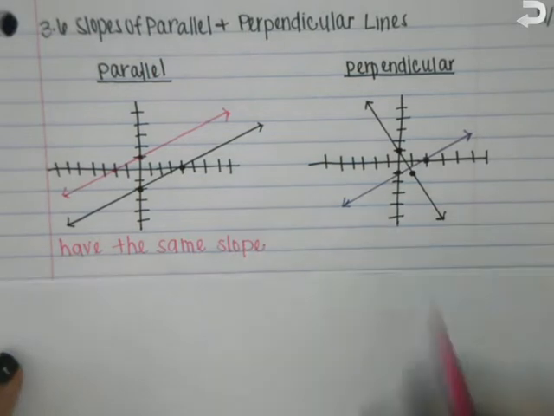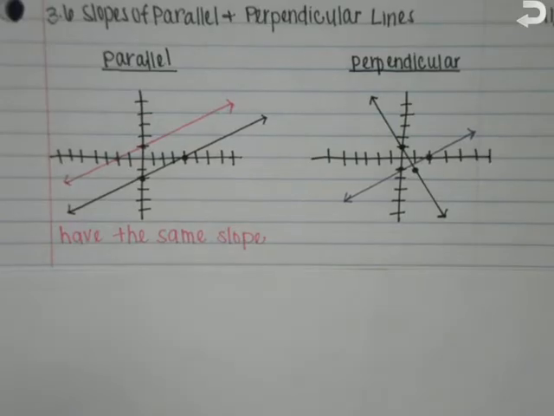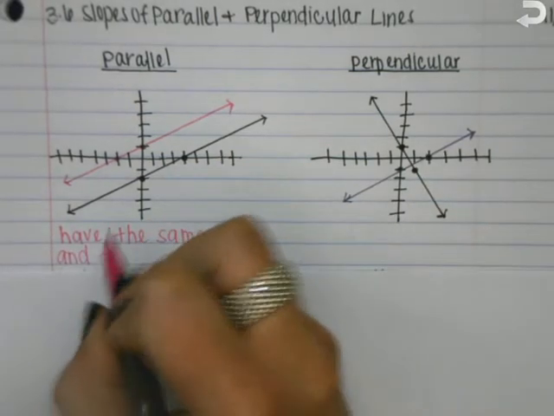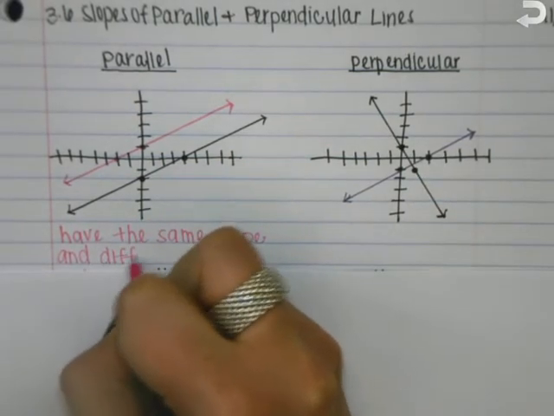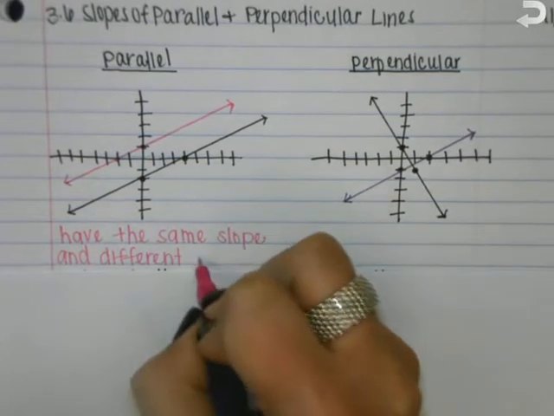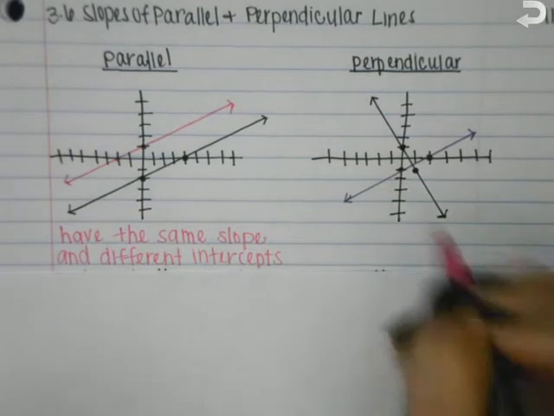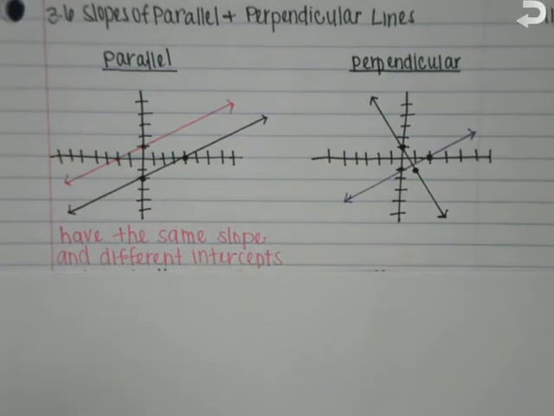So if their slopes are the same, but we're looking at 2 different lines, will their intercepts be the same? Like the x and the y intercepts? No. So they have the same slope and different intercepts. Okay, so if I give you 2 equations and they have the same slope but different y-intercepts, they're still parallel lines, okay?